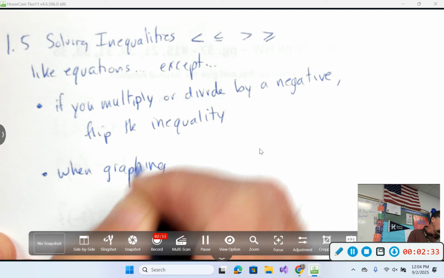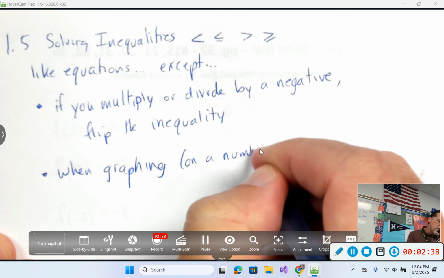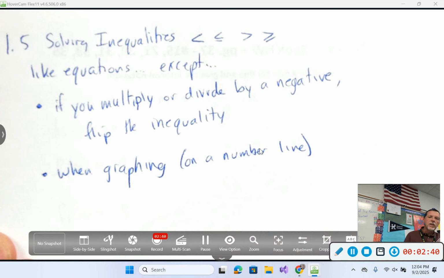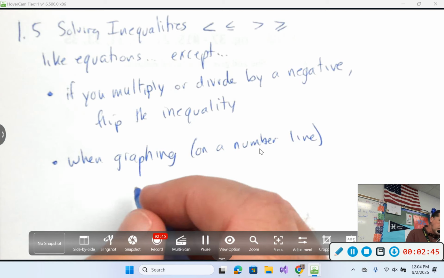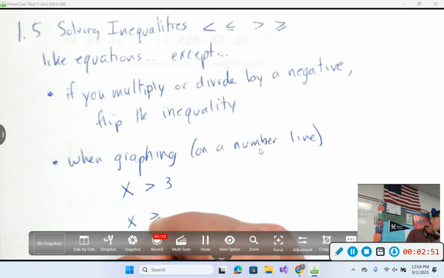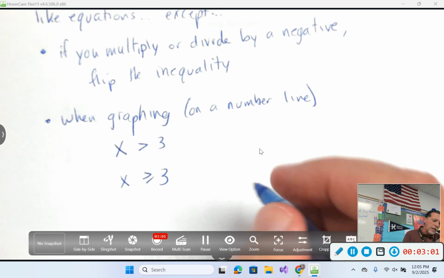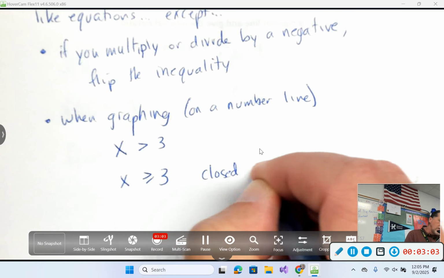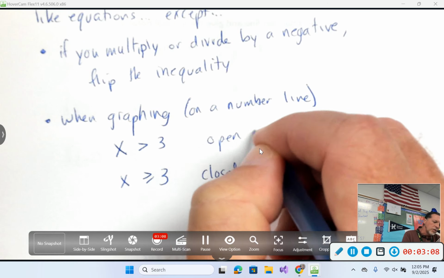When graphing, because we're going to graph these on a number line, what's the difference between x is greater than 3 versus x is greater than or equal to 3? The dot. What about the dot? Filled in. Yes. Which one's filled in? The equal to sign. The fancier way to say filled in is closed, but filled in is right. Closed circle versus open circle.